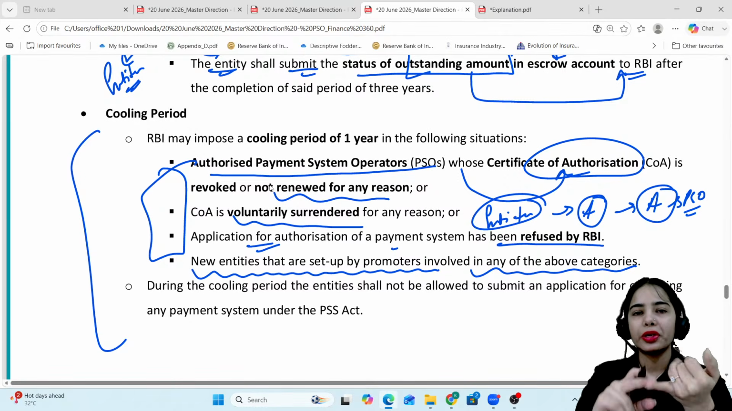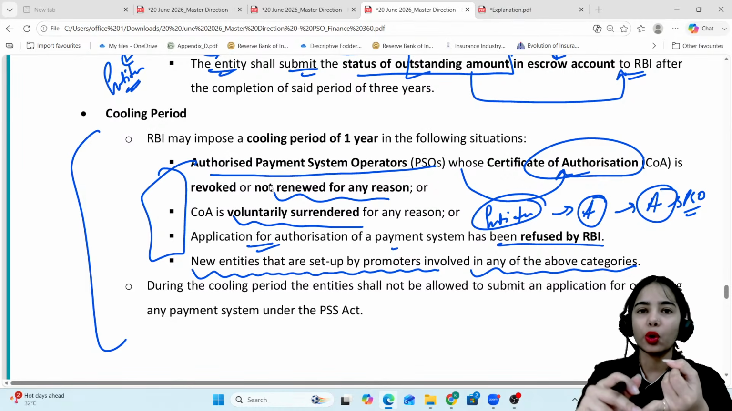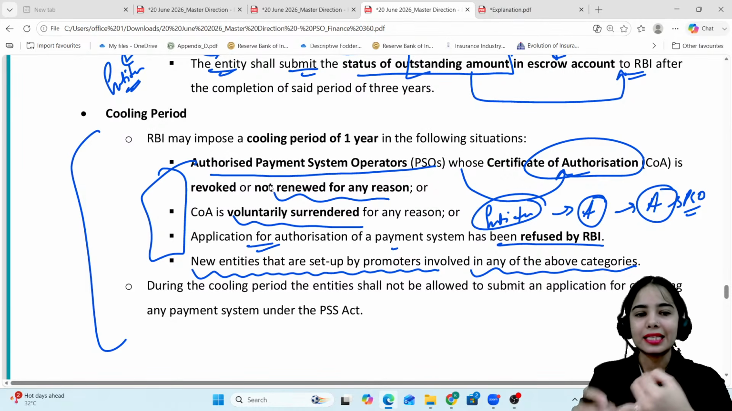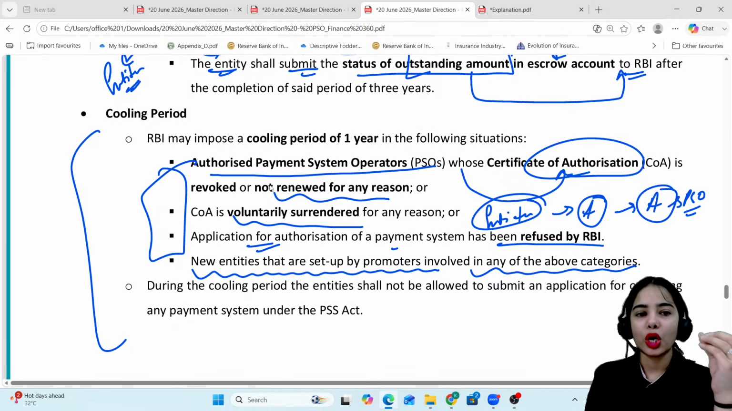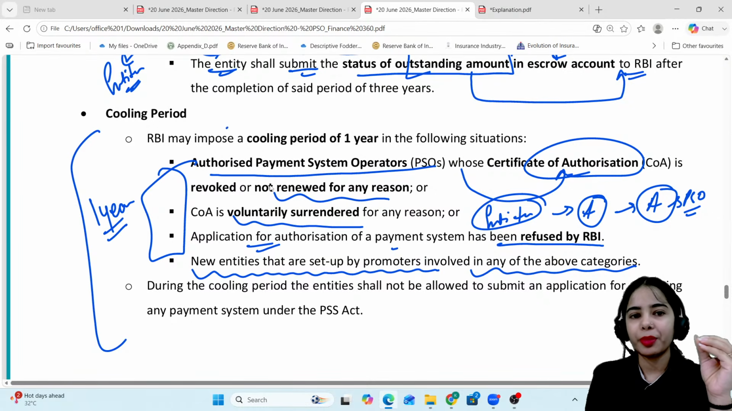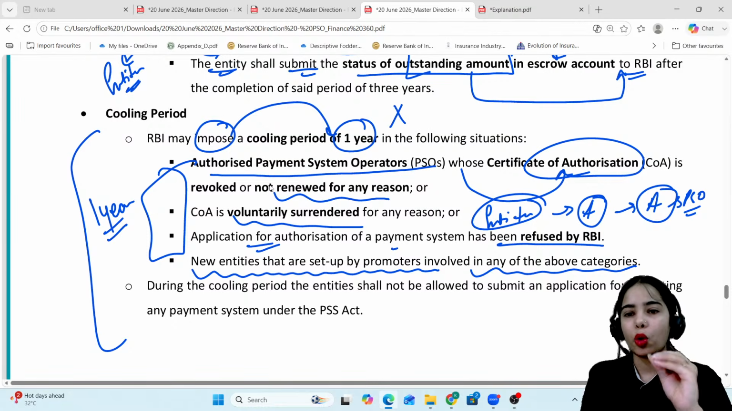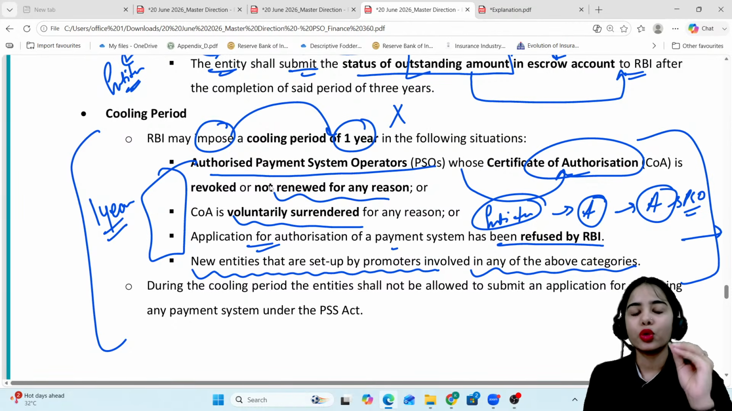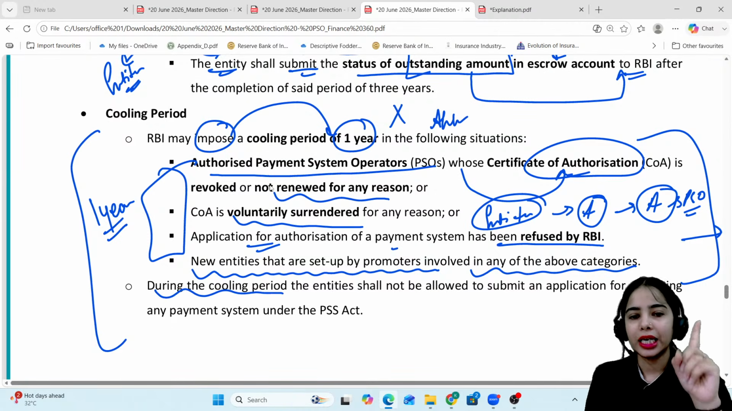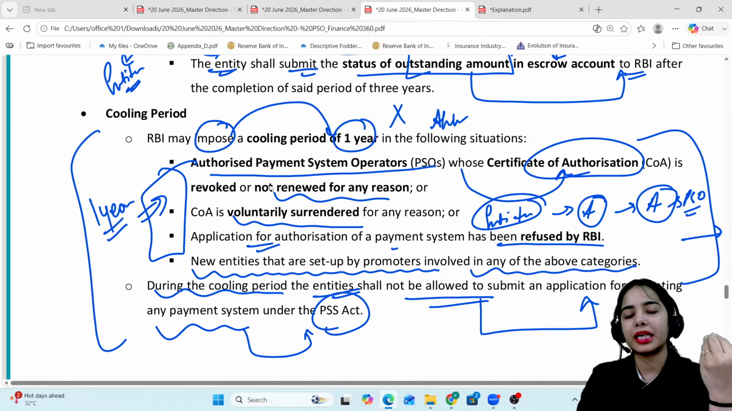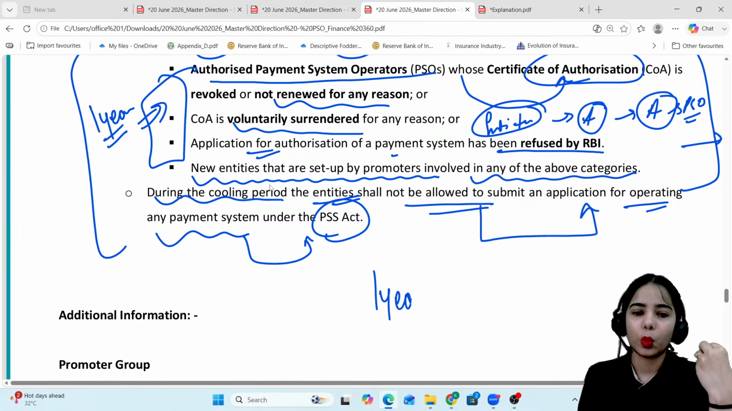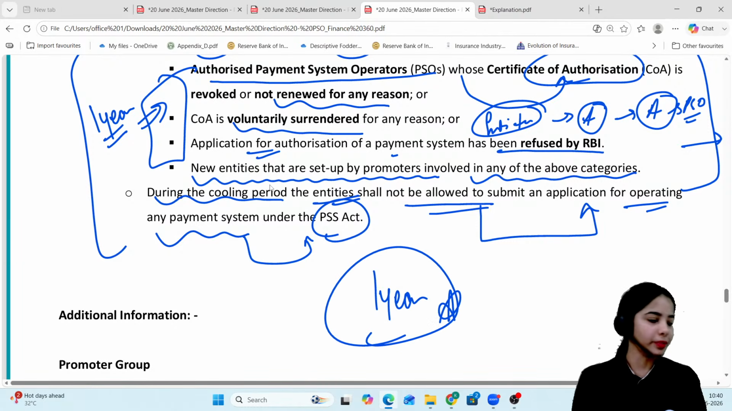So basically, if you have voluntarily surrendered your certificate of authorization, if your certificate was revoked or cancelled, or if your application for authorization has been refused by RBI, then RBI may impose a cooling off period of 1 year. That means, if you are under any of these categories, you cannot send a new application for a period of 1 year. During the cooling off period of 1 year, such entities shall not be allowed to submit an application for operating any payment system under the Payment and Settlement Systems Act. So the cooling off period is 1 year. Okay, that is the idea.